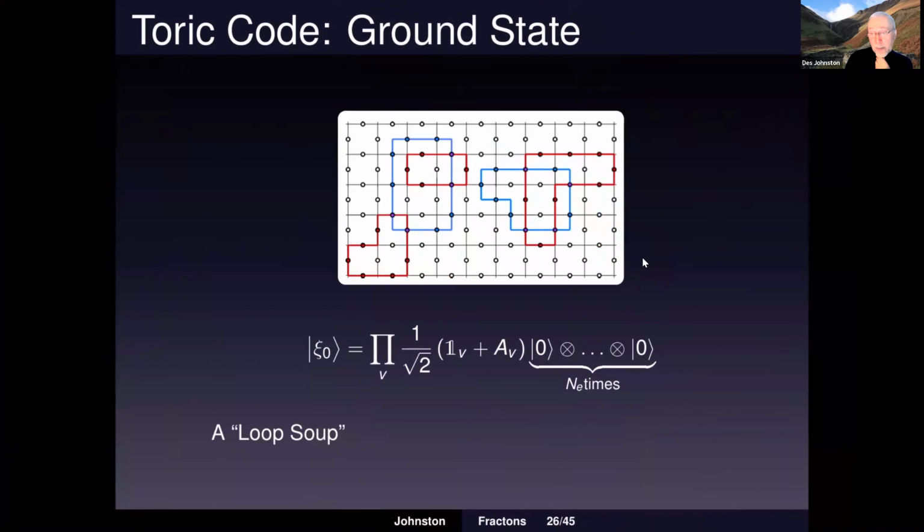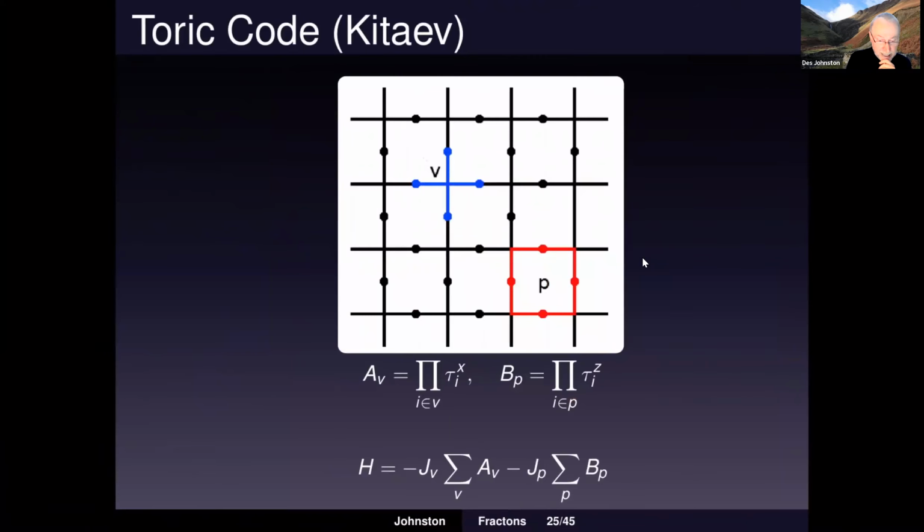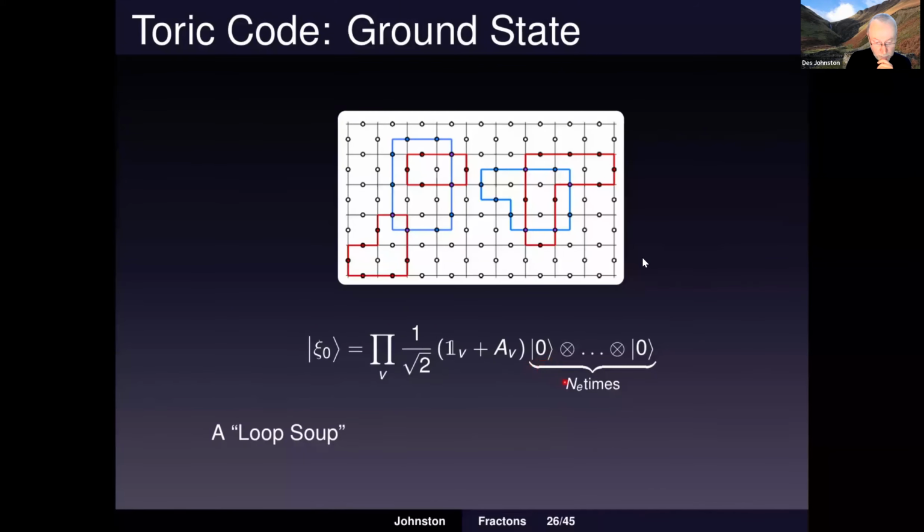What does the ground state for a model like this look like? Well, I could take either the ground state for the A or B term as my starting point. If I take the B term as the starting point, that's got tau z's in it, so the ground state will be a product of all of these zero kets. And I've still got to take account of the vertex term, the AV. I want that not to be -1, so I can project out the ones that are -1 by including this projector for all of the vertices.